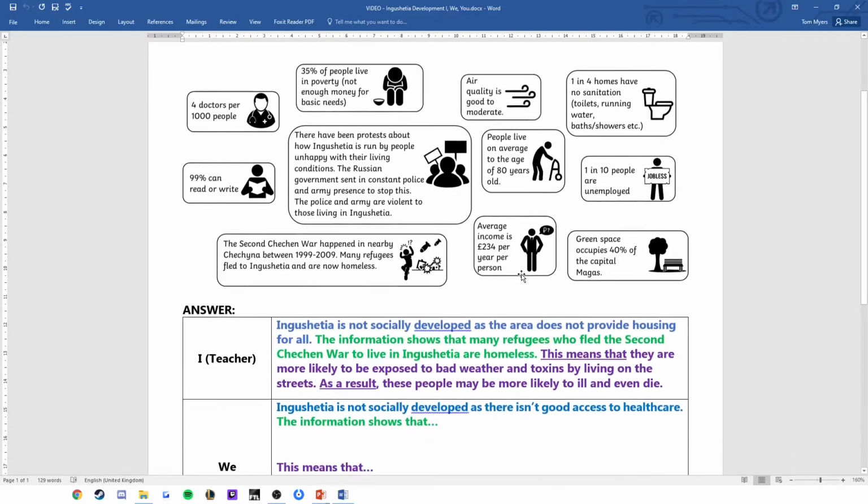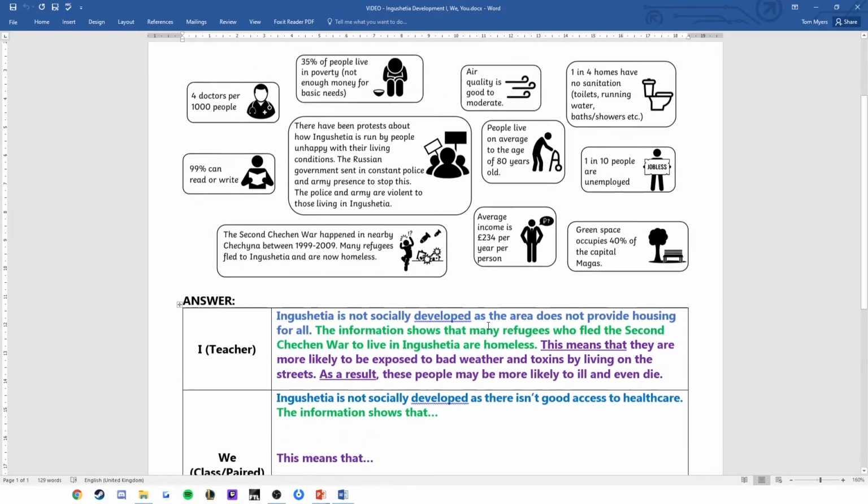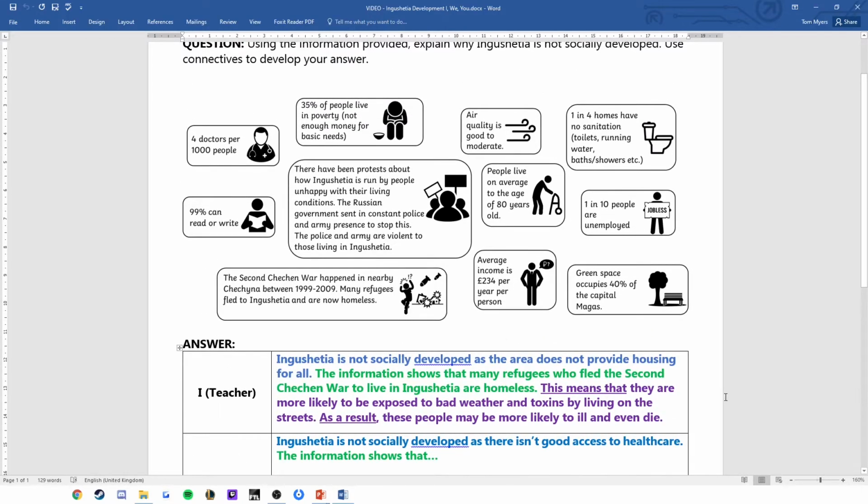So we can have a look at an example of this. And I wrote a full developed reason for why Ingushetia is not socially developed. So first of all, I stated the reason in blue. Ingushetia is not socially developed as the area does not provide housing for all. So that's the reason why it's not socially developed, why people's needs aren't being met. The green is the evidence from these boxes, from the information. The information shows that many refugees who fled the Second Chechen War to live in Ingushetia are homeless.